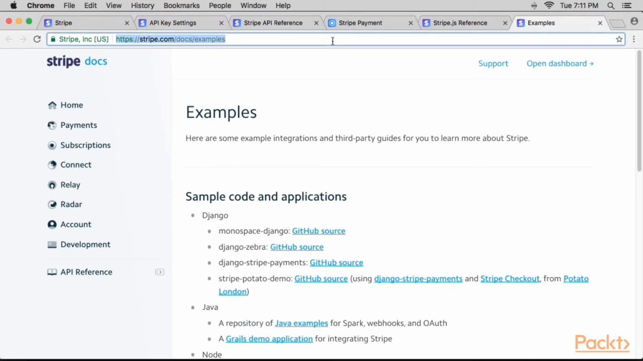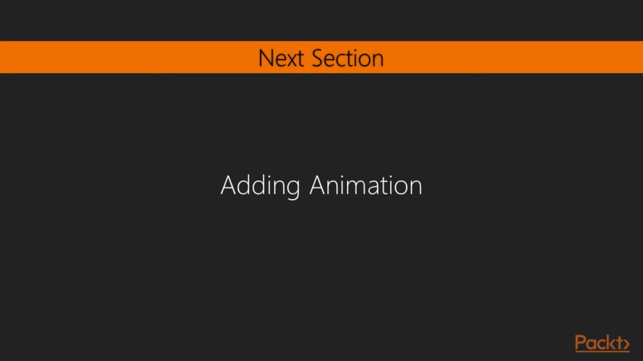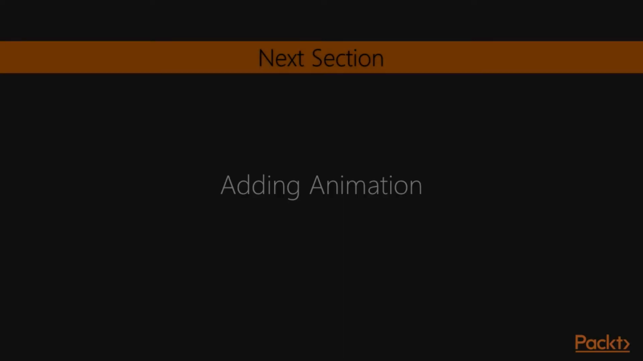stripe.com/docs/examples. In this video, we've learned how to integrate a real back-end service for online payment process. In this section, we created an app for input validation, and then retrieved data via a mocked API, and finally integrated with Stripe for online payment process. In the next section, we'll cover how to add animation to our app.